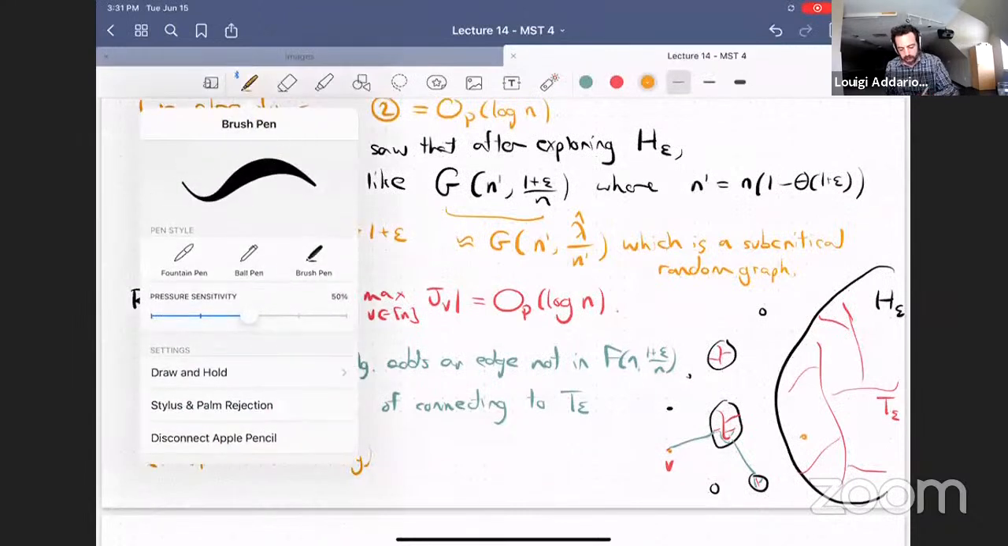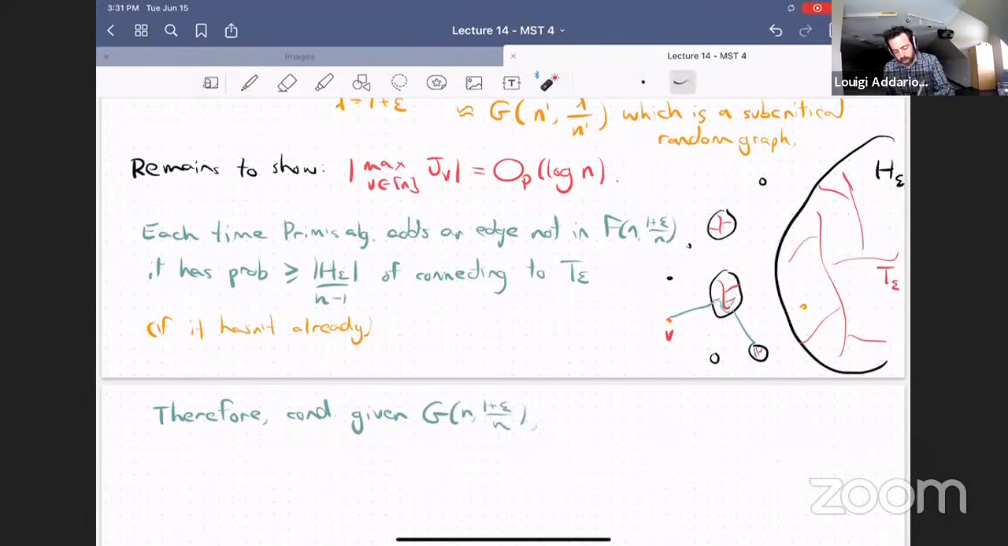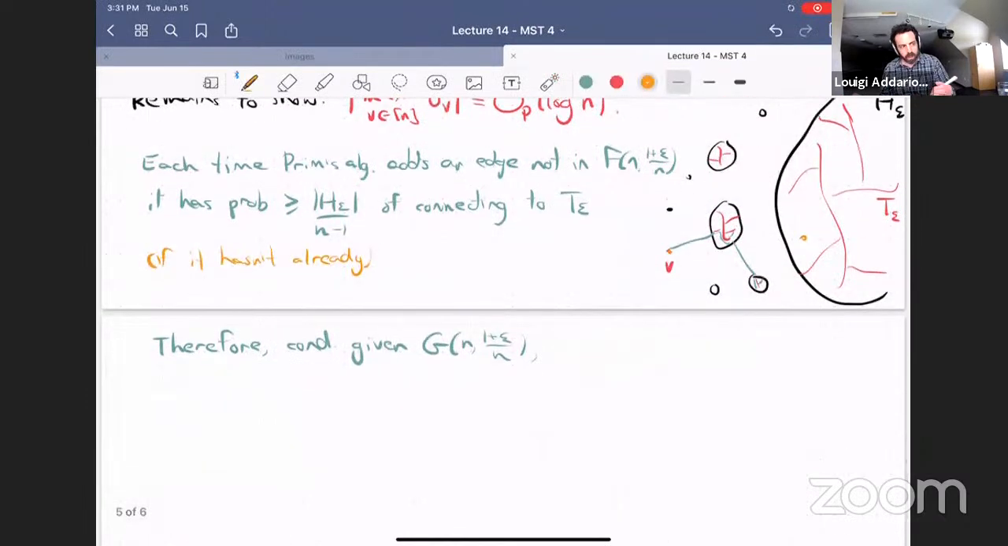Okay, so that means that if we condition on the structure of F_n(1 plus epsilon), or of G_n(1 plus epsilon on n), conditionally given G_n(1 plus epsilon on n), the number of hops we have to do until we hit this big component, well, at each hop we have success probability bigger than H epsilon on n of succeeding. So that number of hops, J_V, is stochastically dominated by a geometric random variable with success probability H epsilon divided by n.